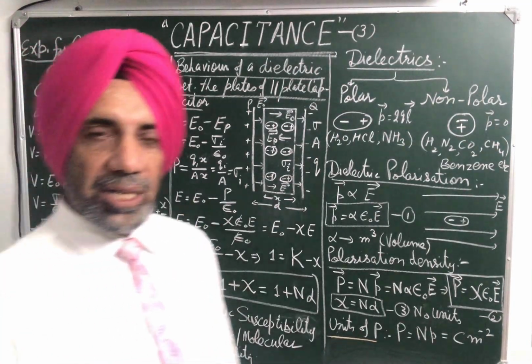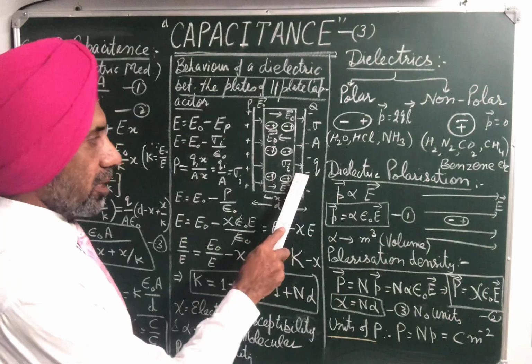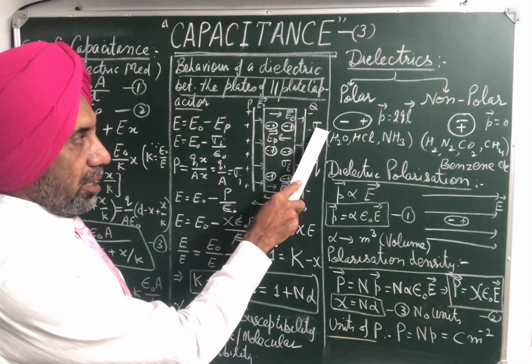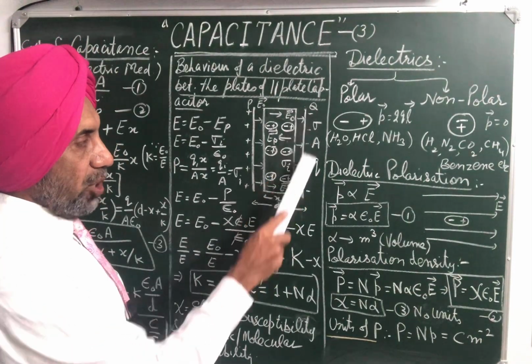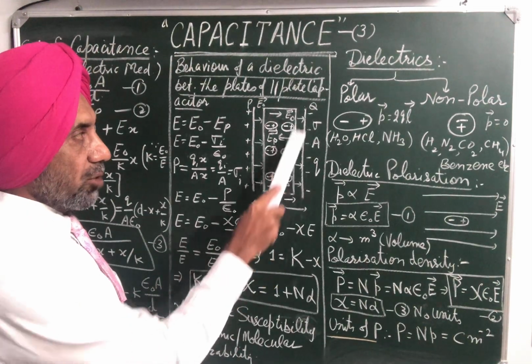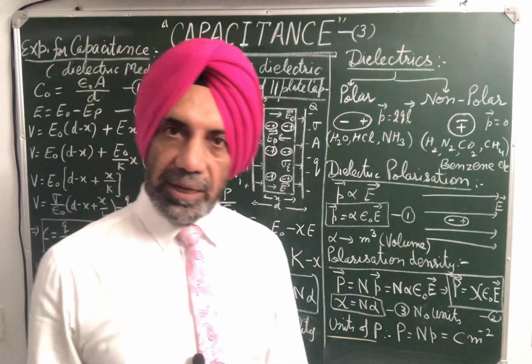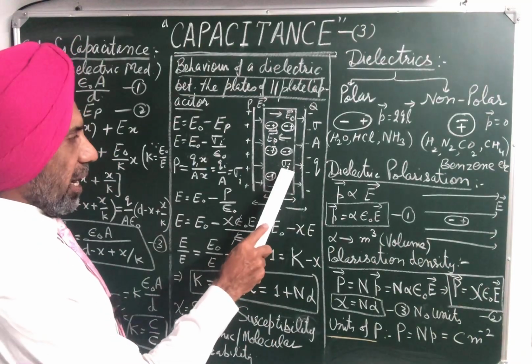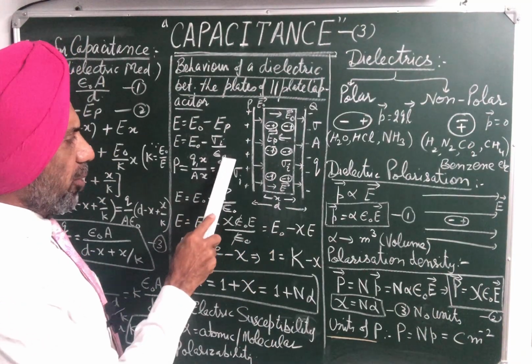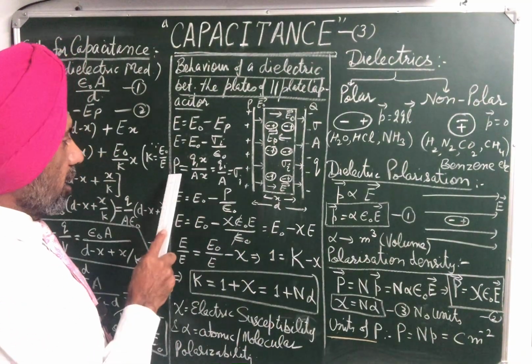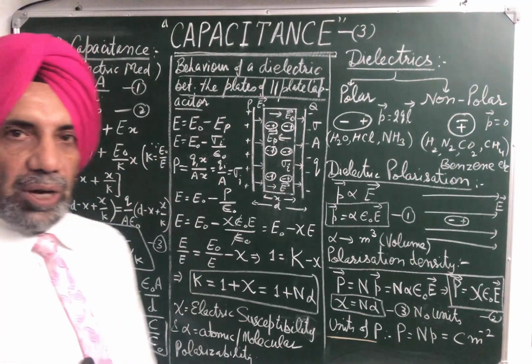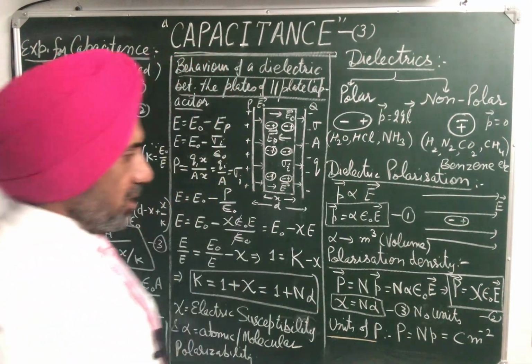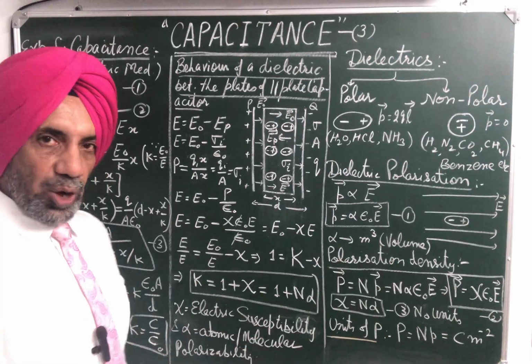What is sigma i? Sigma i is the induced surface charge density, because the induced surface charge density of plate P or Q is not equal to the surface charge density of the dielectric. So sigma i is the induced surface charge density, so it will be sigma i upon epsilon naught. Now, suppose capital P is equal to polarization density. So polarization density is defined as dipole moment per unit volume.